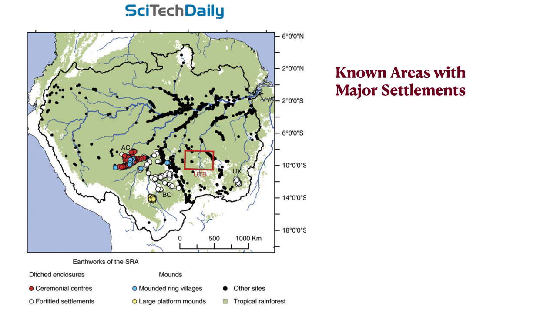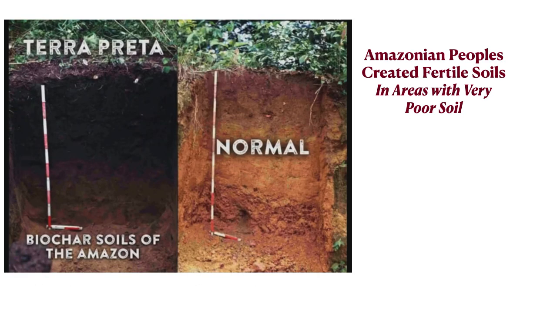The other sites with just those black dots are mostly along the main rivers, which is where the larger settlements were found. Another important thing to note, especially in those areas near the rivers, was the fact that the indigenous people knew how to create very fertile and stable soils.